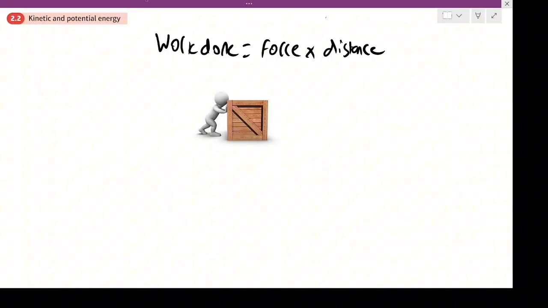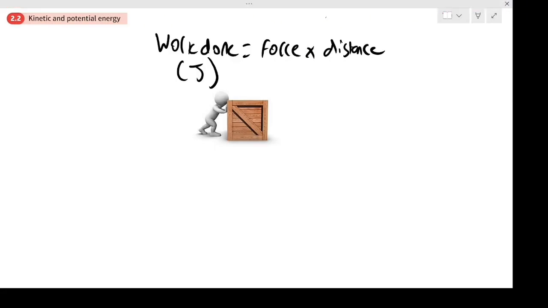So work done is in joules, so it is a type of energy, and it's specifically the energy I'm transferring and putting onto the object to move it. And that's all it is. Okay, so in this example, this person is transferring their energy onto the box. So the box is gaining energy. Now, what is this energy transferred into? Well, kinetic and potential energy.